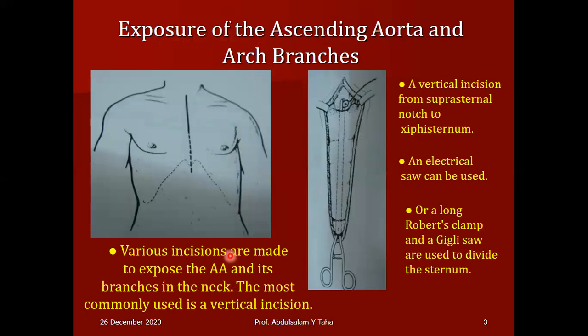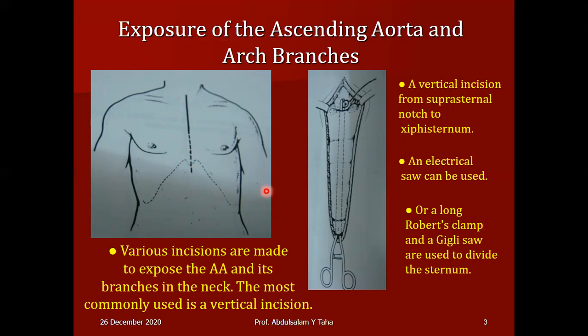So if we start with the exposure of the ascending aorta, the usual incision used for exposure of this vessel is the median sternotomy. Although various incisions are made to expose the ascending aorta and its branches in the neck, the most commonly used one is median sternotomy. And as you know, median sternotomy is a vertical incision extending from the suprasternal notch down to the xiphisternum, and the bone, the sternum, should be divided. Usually, the bone is divided by an electrical saw.